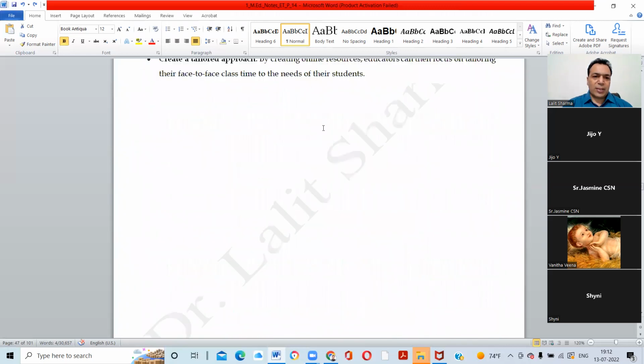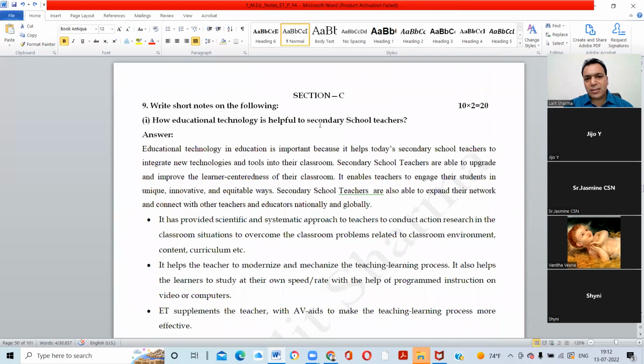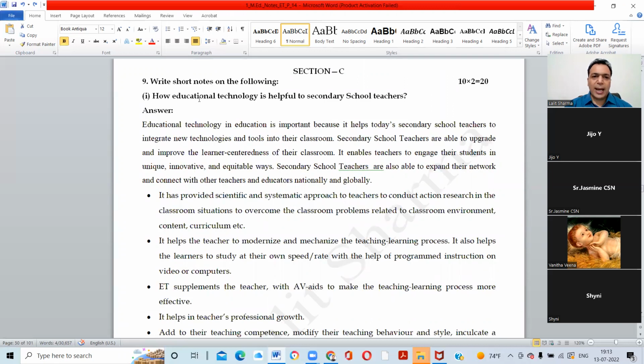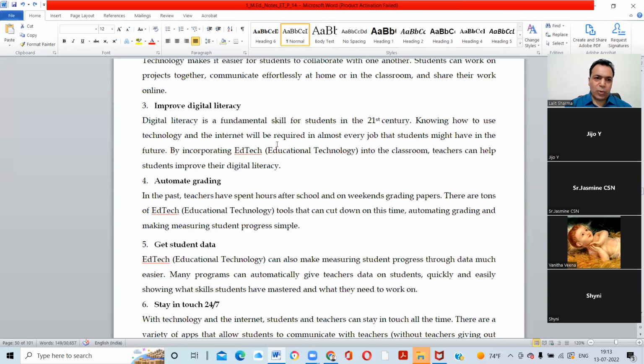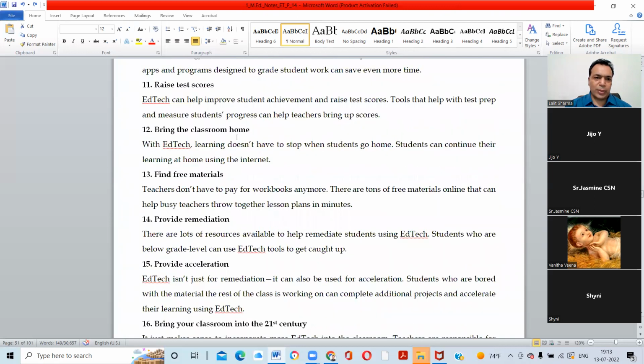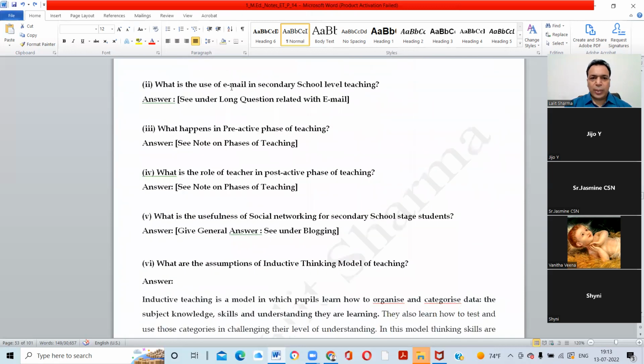Blended learning. After that, guys, section C, I have also solved short answers for you. How is education technology helpful for the secondary school teacher? Here you have to talk about how it is helpful for 10th class, +1, +2 secondary school students, automatically you have to talk about this. Then email, it is written already in the long questions, pre-active phase of teaching and post-active. We will further study in the next pages.